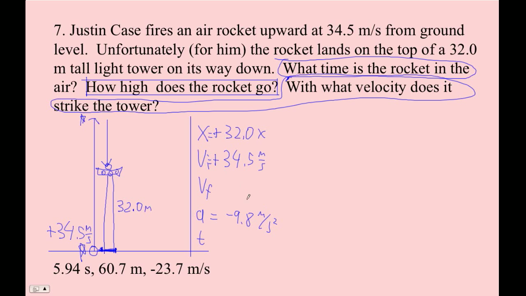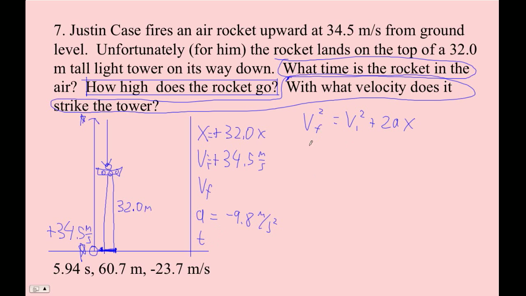Okay, we want to find the final velocity and the time. I think for final velocity I'll use this guy, just because I think it's hard to find the time in this situation, but maybe not. No, yeah, it would be quadratic. Okay, so I'm going to use this guy.